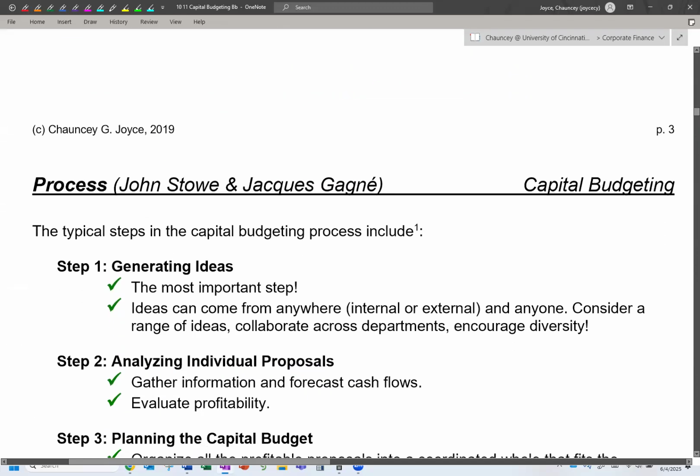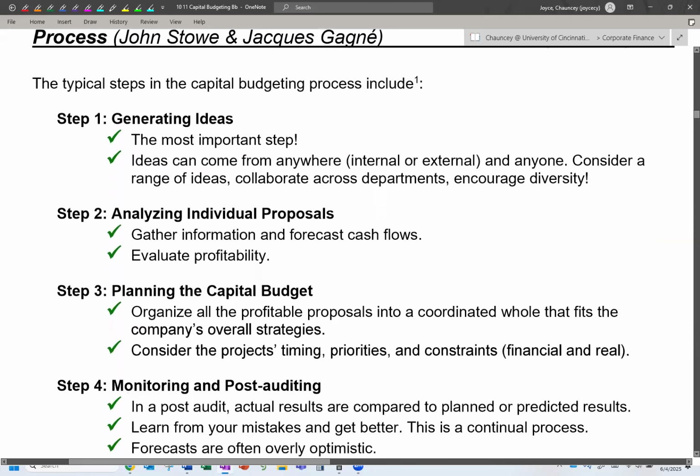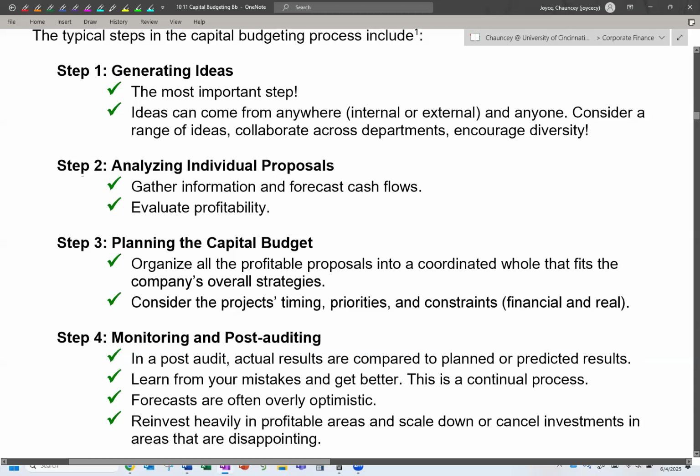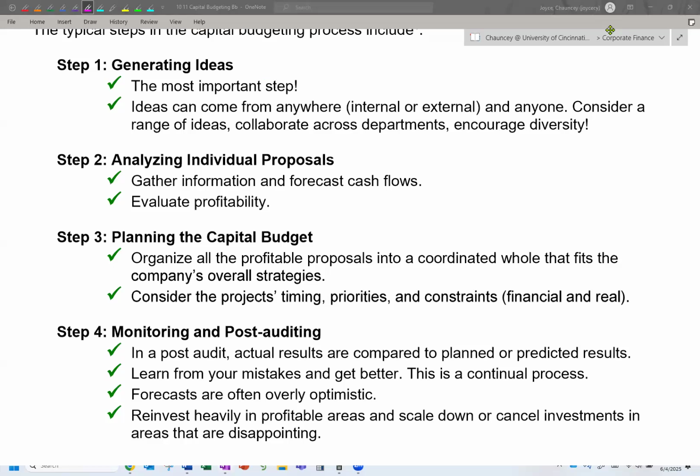All right, now before we jump into those equations and start doing some math on them, I want to talk about the process a little bit. And the typical steps in a capital budgeting process include: 1, generating ideas. And this is by far the most important step. Generating ideas. Ideas can come from any department, any division, internal, external. They can come from anywhere or anyone. Consider a wide range of ideas. Collaborate across departments. Encourage diversity. Don't rule out ideas.